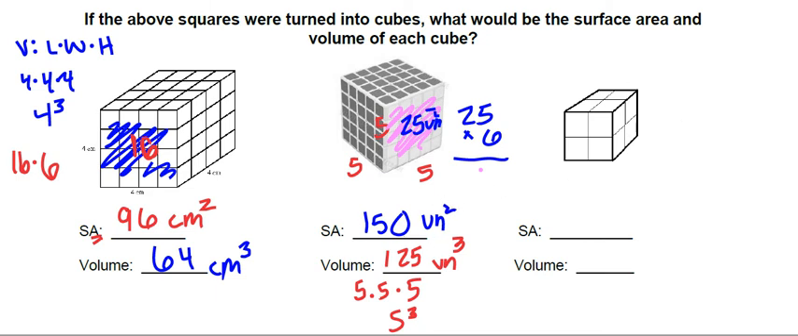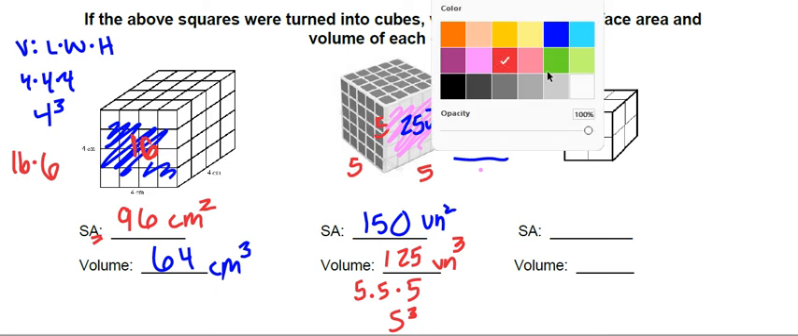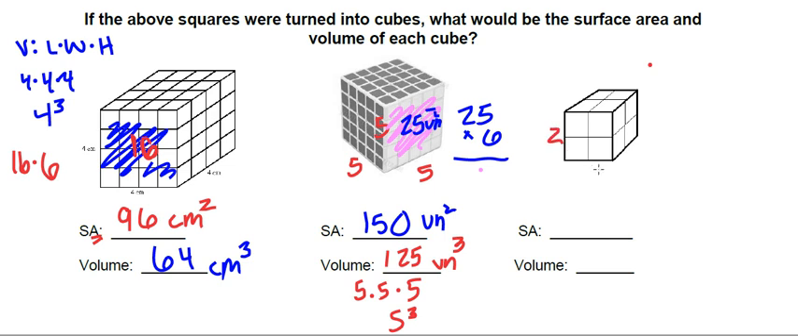Then finally, we move on to this last one here, where we are dealing with a cube that has side lengths of 2. So that's going to be 2 times 2 times 2. So that's going to be length times width times height. So that's 2 times 2 times 2, which is the same as 2 to the third power. So for our volume there, we have 8 units cubed.